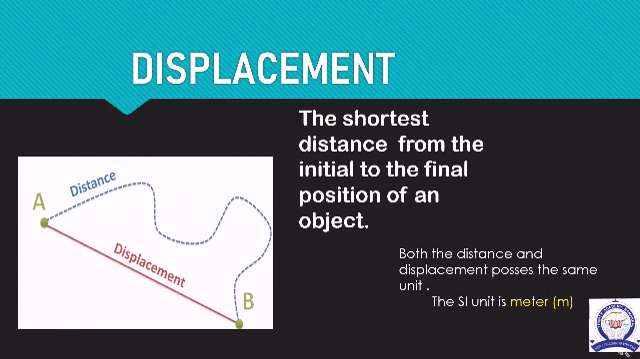For example, if an object moves from position A to B, then the object's position changes. This change in position of an object is known as displacement. The shortest distance from the initial to the final position of an object is the displacement. Both distance and displacement possess the same unit. The SI unit of distance and displacement is meter.